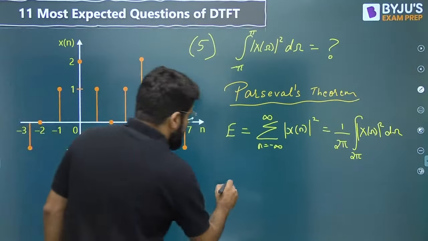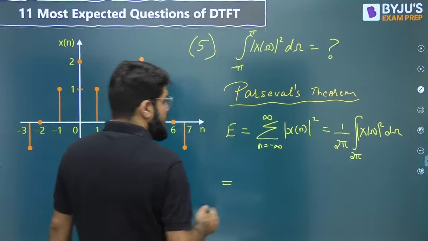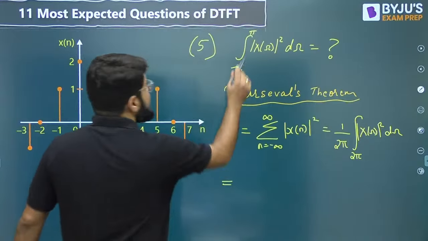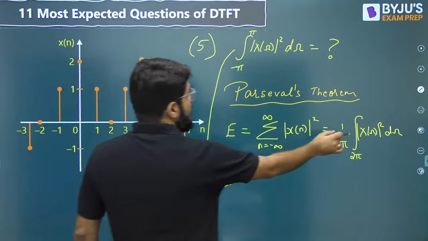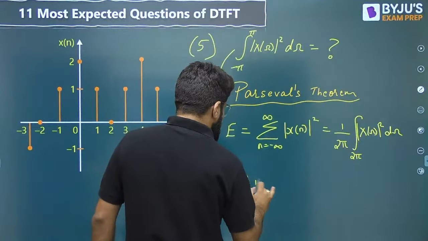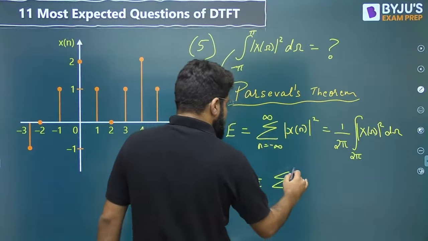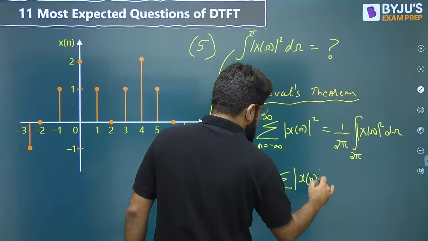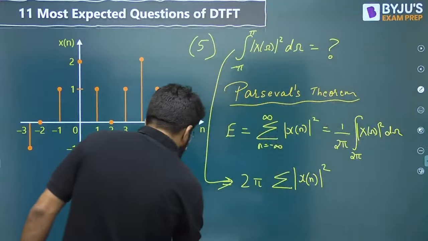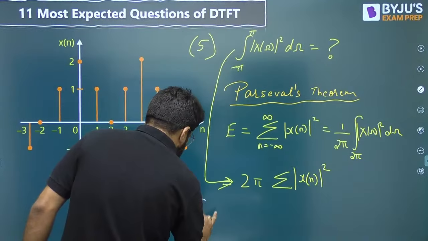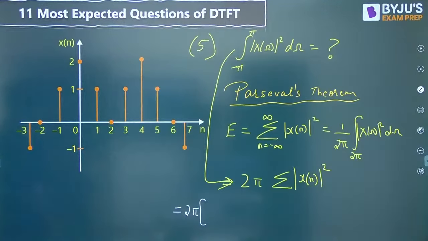So, this is the energy formula, and now the question becomes integral |X(omega)|^2 d omega, that should be equal to 2 pi times, according to Parseval's theorem, summation |x[n]|^2. Complete this calculation. So this will be equal to 2 pi summation |x[n]|^2.